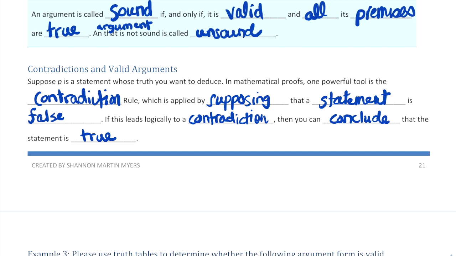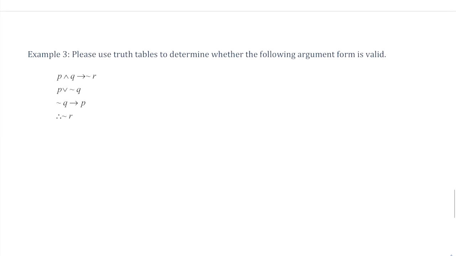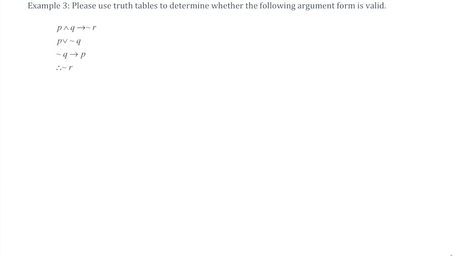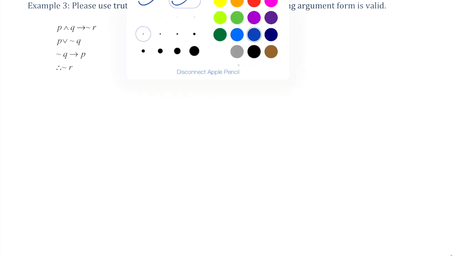So let's take a look at this example. Please use truth tables to determine whether the following argument form is valid, right? So here we go. We're going to need a few things. So why don't you go ahead and make the truth table and do all these things, and then come check on back and see how you did, all right?